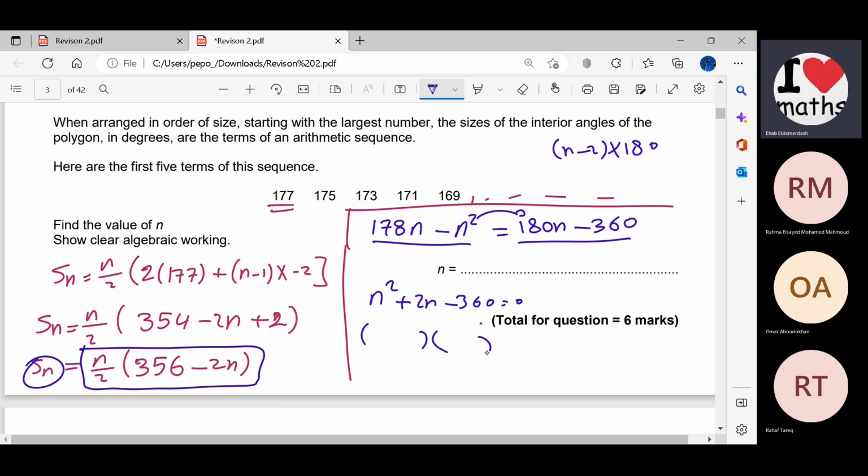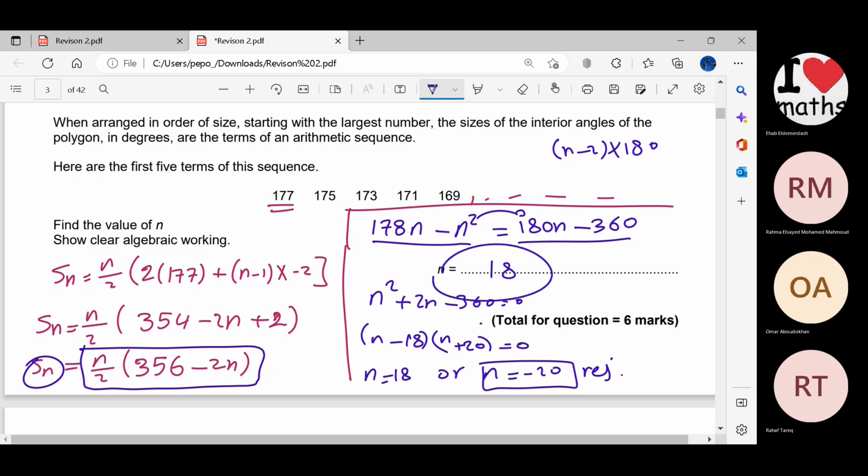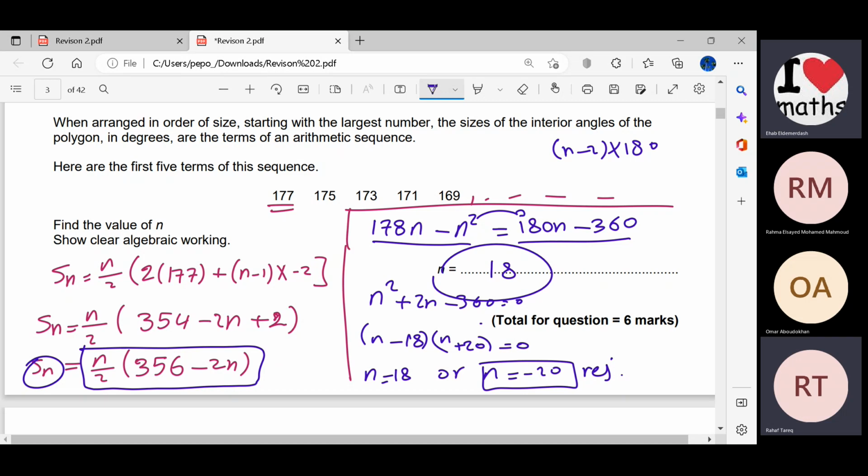I'll go into the factorization. n squared will be n and n. Two numbers whose product is 360 and whose difference is 2. I think it will be 18 and 20, right? This one should be positive and this one negative. So n minus 18 times n plus 20 equals 0. So n is equal to 18 or n is equal to negative 20. Negative 20 is rejected, so the value of n is equal to 18, because we cannot take the number of sides as negative.